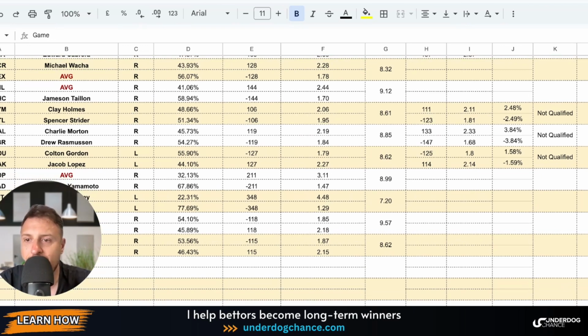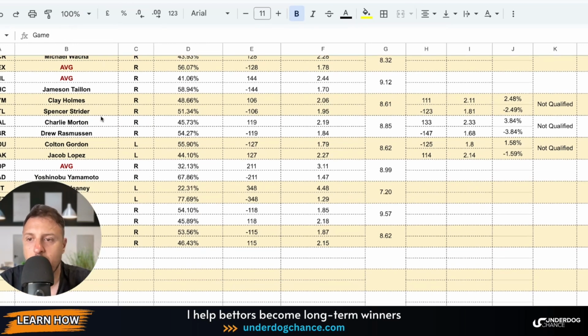Then we have Mets against Atlanta. Based on my projections, close to 50-50 game with advantage for Braves. But this is also what bookmakers think. Bookmakers have Mets as a small underdog of plus 111. I have them at plus 106.